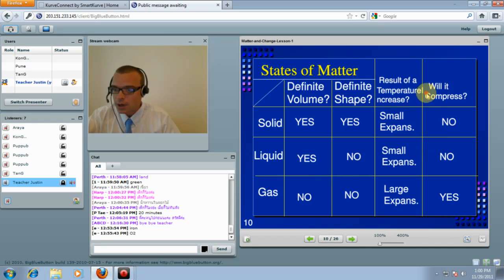And liquid, will it compress? Again, no, same as a solid. You can't pressurize it the way that you can a gas. And a gas, does it have definite volume? No, absolutely not. A gas will spread out to the volume of the container.